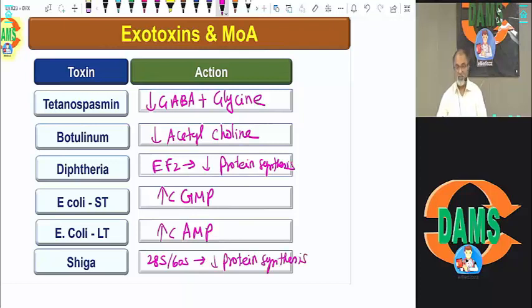That means this slide will give you an idea of different mechanisms of action.